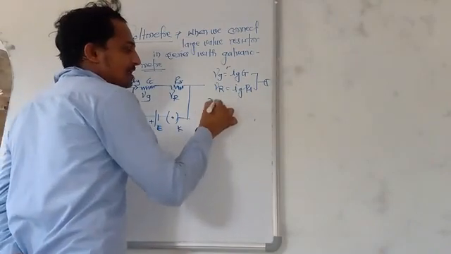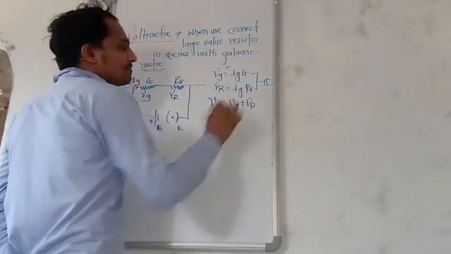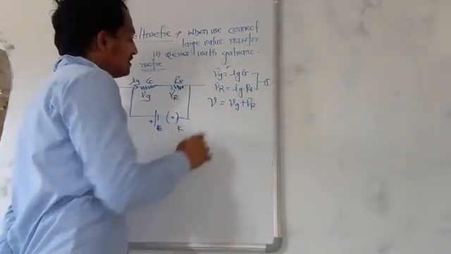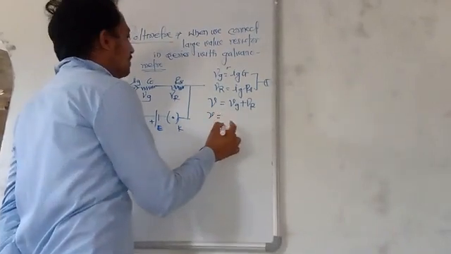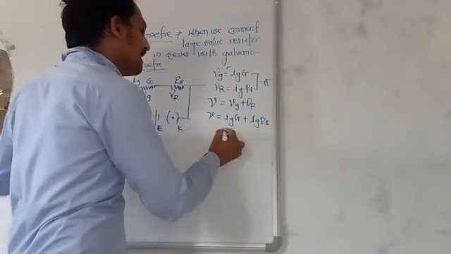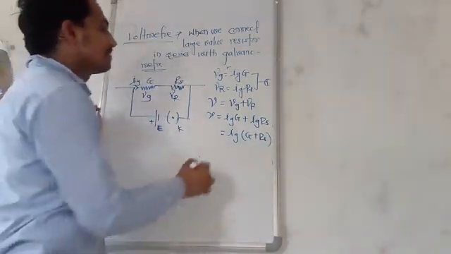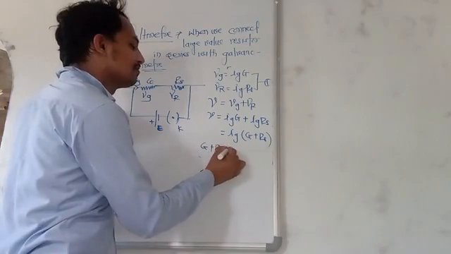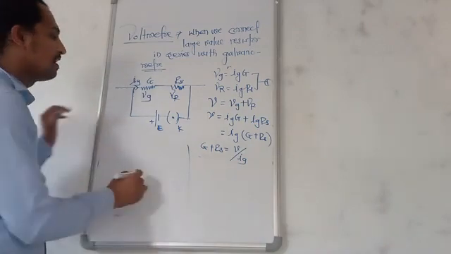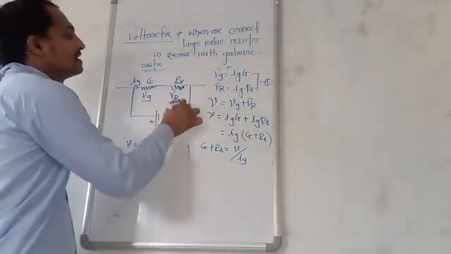After that, the total voltage V from the battery is equal to Vg plus Vr. So V is equal to IgG plus Ig Rs. Ig is common, so Ig(G plus Rs). We have to find the value of Rs. So G plus Rs is equal to V upon Ig. The voltage is going to split N times because V is equal to N times Vg, so a large voltage is across this component.